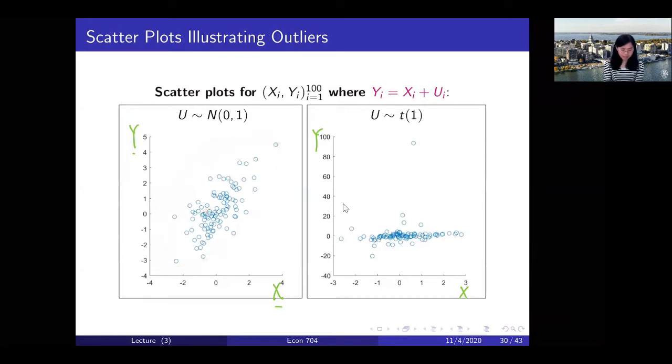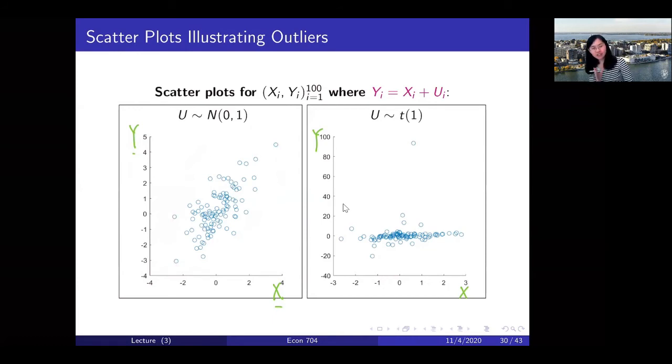Say the maximum value for x, maximum value for y, and the minimum value for x, minimum value for y, they are not very extreme. Like y runs from -4 to 5, x runs from -4 to 4. So they're not very extreme, and the points are kind of clustered together.